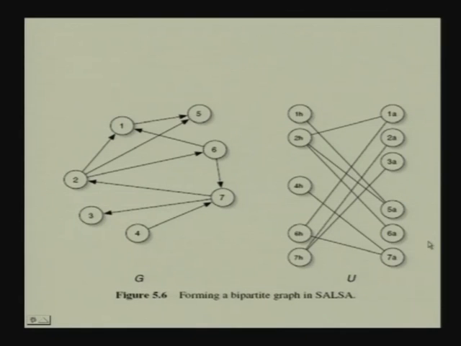Now for every edge, suppose there is an edge from 2 to 1, then that edge translates here as an edge from 2H to 1A. If there was an edge from 1 to 2, what would have happened? 1H to 2A, but there is no such edge, so they do not add it. Similarly, for every edge you get a corresponding version here. So this is a bipartite graph on which they do the random walk. It is easier to visualize.